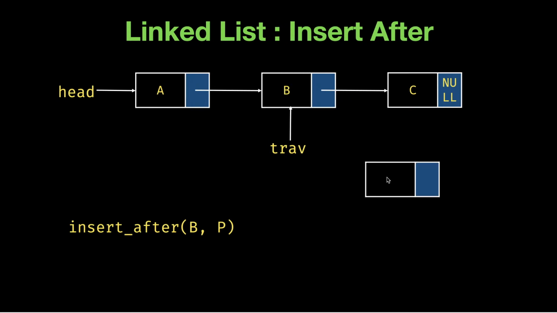Then we create a new node. We need to insert p, so we insert p into that new node. Now we point the new node's next pointer to the node just after b. Initially b had its next node as c, but now p will have its next node as c, and then we point b's next to p. So b will have p as its next element. We can clearly see that we have inserted p after b.